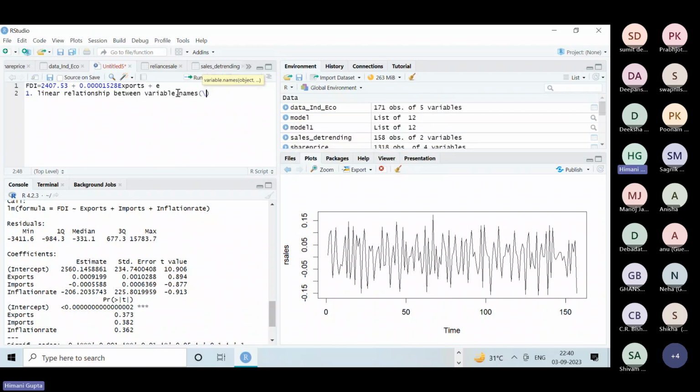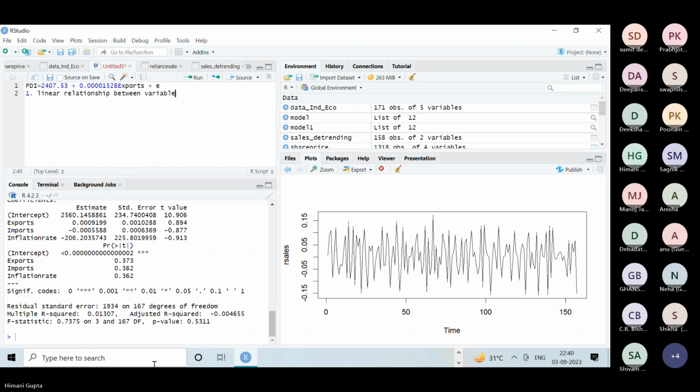So first, is there a linear relationship between variables? How to do it? Now I have already created a model, and whenever we are learning the assumptions, mainly all the assumptions are based on your residuals. So what we have to do, first of all, I have created a model.